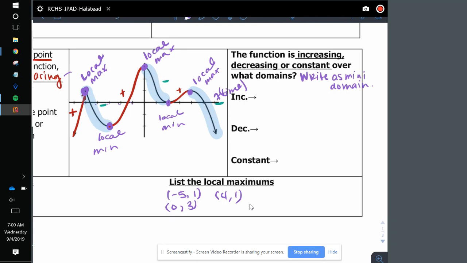So if I look at this graph here, I'm increasing from -6 to -5. And we use open intervals, so when x is -6 to -5. Where else? Okay, this part, from here to here, so -3 to 0.